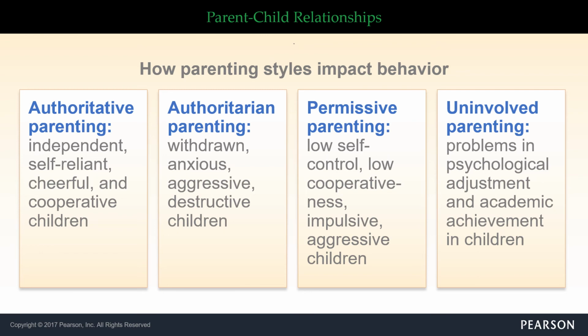The other two parenting styles also have negative outcomes. Permissive parenting, the child has low self-control because they're never required to follow any kind of rule at home. They have low cooperativeness because they're allowed to do whatever they want. They're impulsive. They tend to act rashly and don't take time to make decisions and weigh their options, and they tend to be aggressive. And remember, permissive parents are very warm and responsive, but don't exert any type of control.